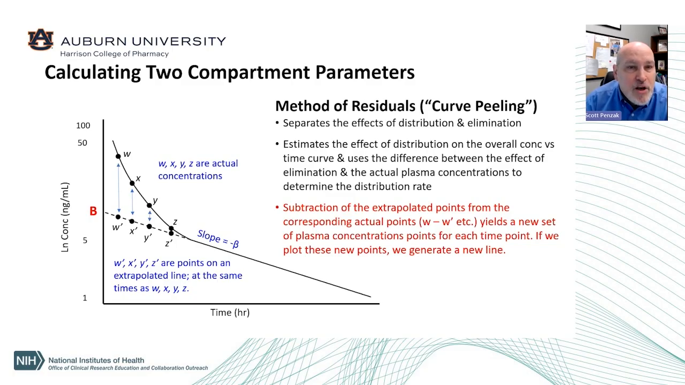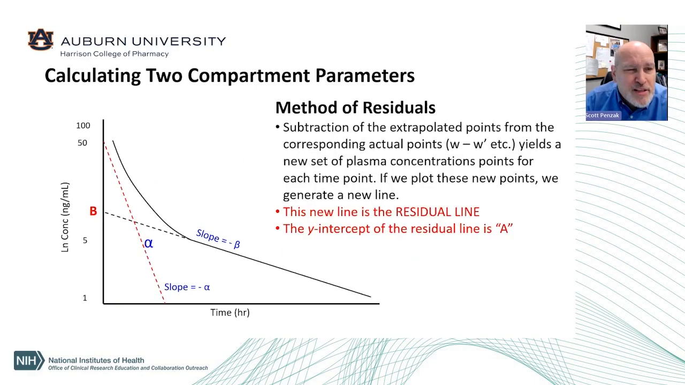And this is something known as the method of residuals, and it's also something that's been called curve peeling. And you can kind of see why they call it curve peeling. You're removing one portion of the curve in order to isolate what is happening during the distributional process. In other words, the computer program is going to use that information to make predictions about the size of the first and second compartment, and also the rate of movement of the drug in and out of those compartments. Okay, and so that's what that looks like.